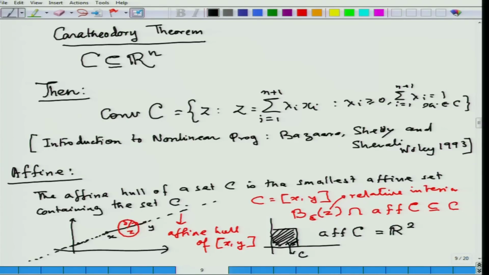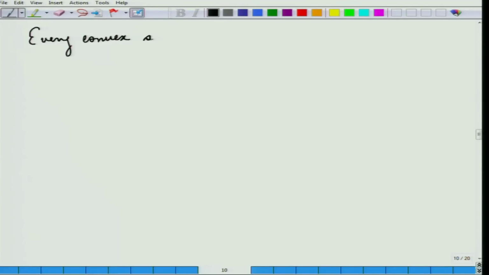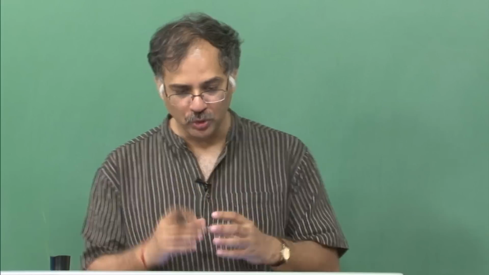So, what happens here is the following: once your dimension goes down, when you are a lower dimensional set embedded in a higher dimensional space, your affine hull is also lower dimensional, and those are the sets where you do not have the interior, but you have something like a relative interior. A very important result in convex analysis is the following: every convex set has a non-empty relative interior. Relative interior is nothing but the collection of all relative interior points.